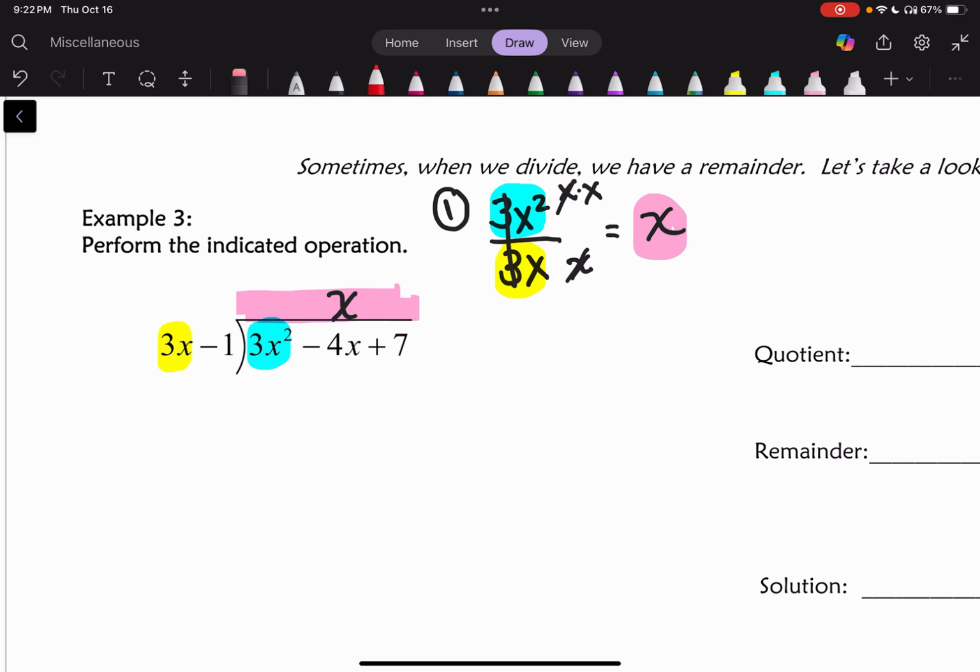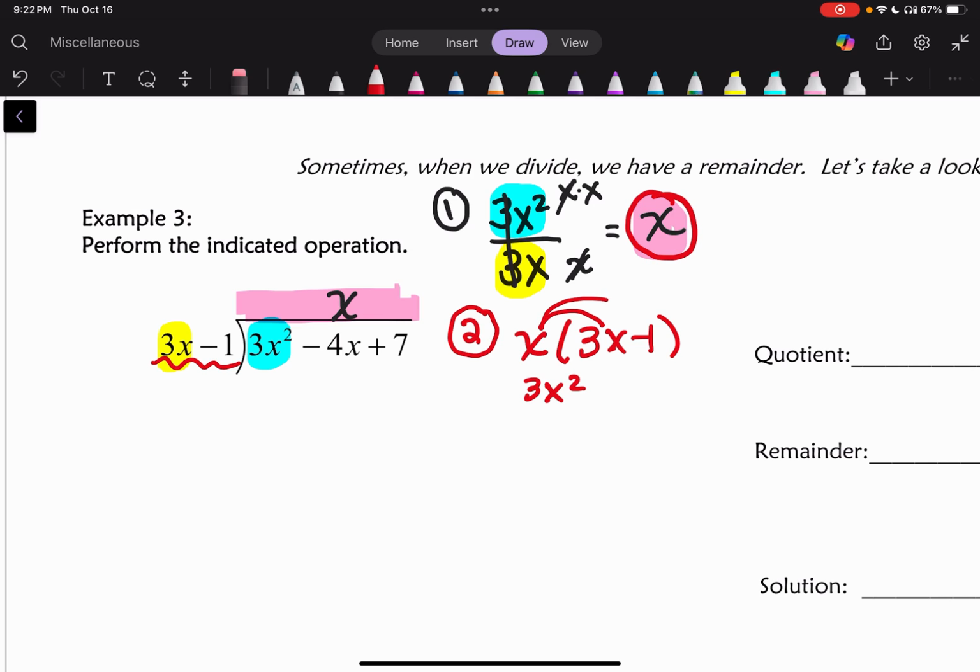So then from there, we're going to move on to step 2. Step 2 tells us we need to multiply. We're going to take this x right here, and we are going to multiply it by our divisor. Remember, your divisor is right outside the house. That is that 3x minus 1. And then we're just multiplying. So we have x times 3x. It's going to give us 3x squared. And then we have x times a negative 1 is going to give us negative 1x. Or if you just want to put negative x, that's okay too.